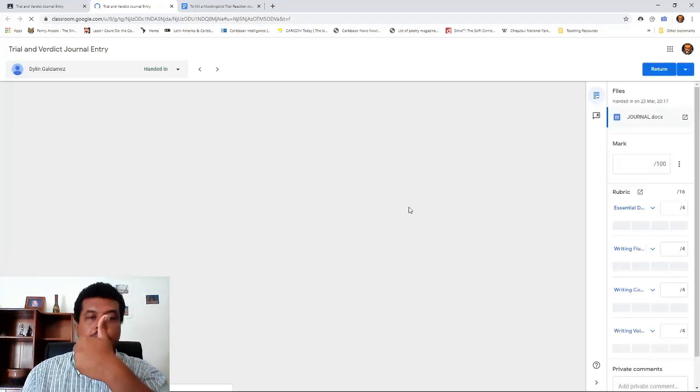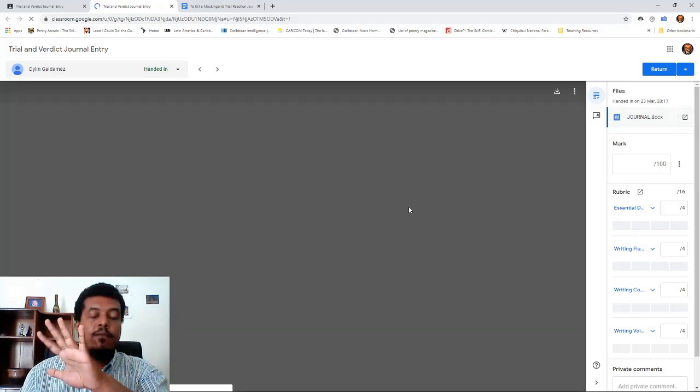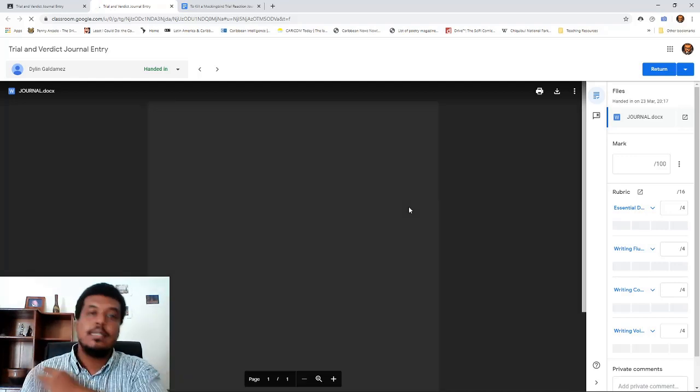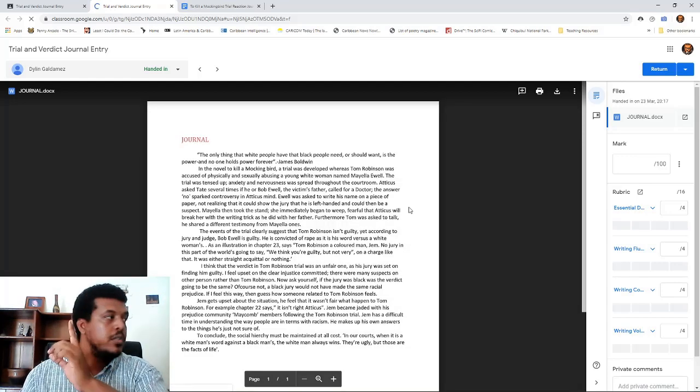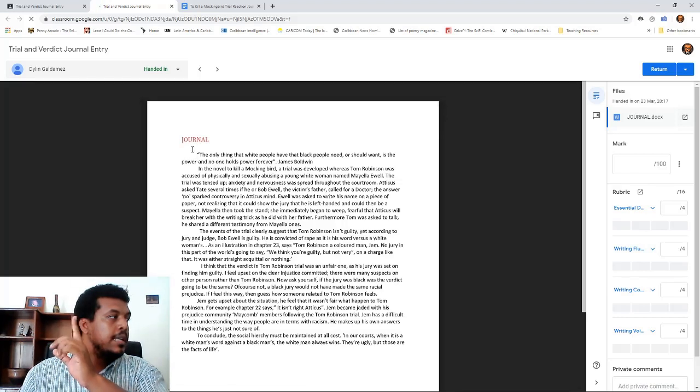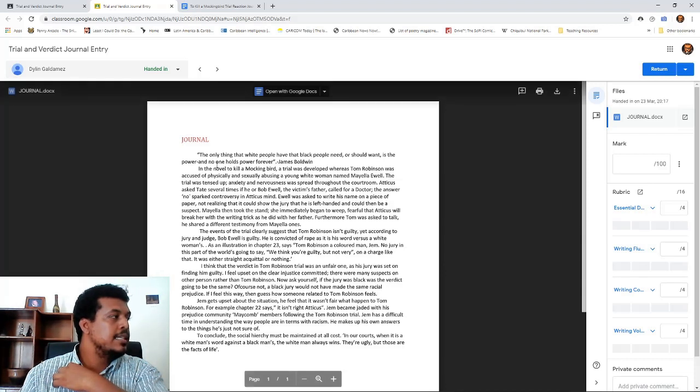So remember, we are summarizing, we are discussing, we are commenting, and we are identifying. Forgot to mention that for identify, that doesn't take a lot either. Identify simply means that I point out one person. Let's see, the only thing that white people have that black people need or should want is the power, and no one holds power forever. James Baldwin. I misspelled Baldwin, but that's cool. I like that quote from James Baldwin.